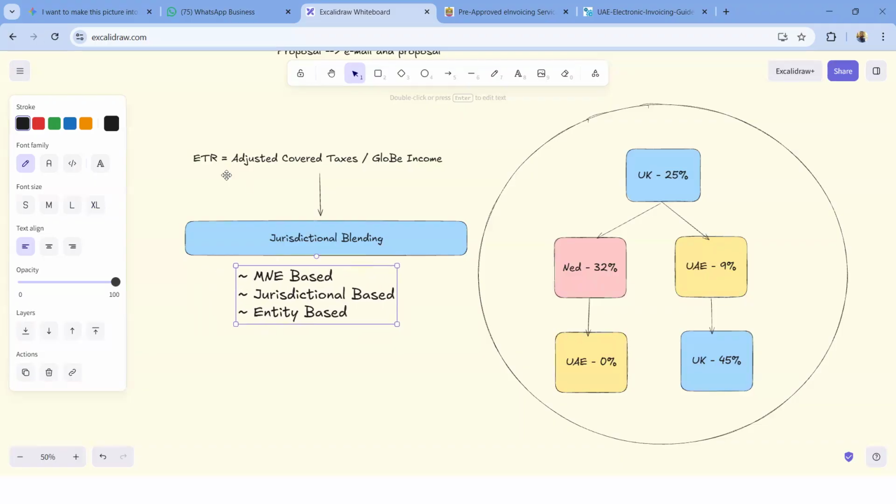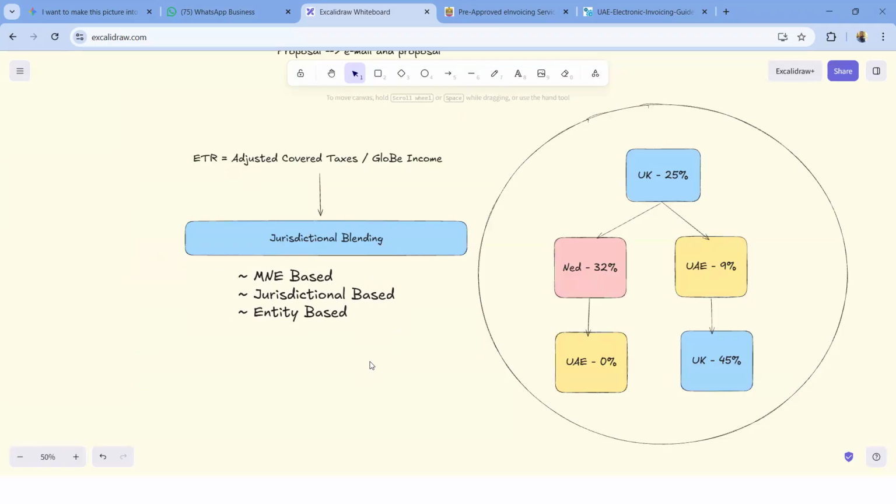So how will you apply this ETR, whether it is MNE based, jurisdictional based or entity based? The answer is it is jurisdictional based. If it is MNE based, as I told you, the high tax jurisdictions could shield the low tax jurisdictions from paying any taxes. If you take an average out, definitely this would be more than 15%.